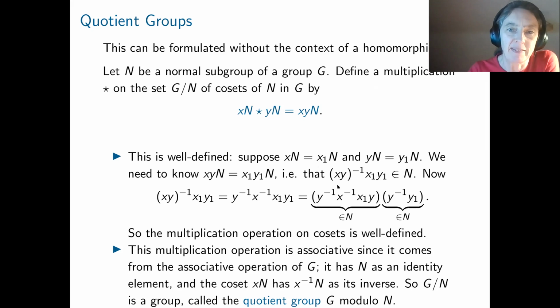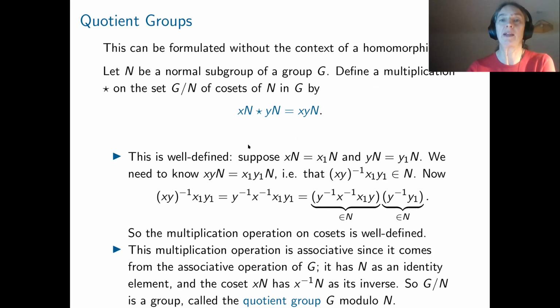So if that happens, you're given these two cosets. You write them down as xN and yN. You follow this instruction, you get the coset determined by xy. Somebody else writes down the same two cosets, represented as x1N and y1N. They follow this instruction: I multiply x1 and y1 in G, I get x1y1, and I take the coset that represents.